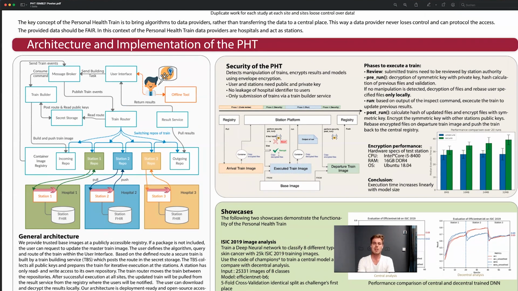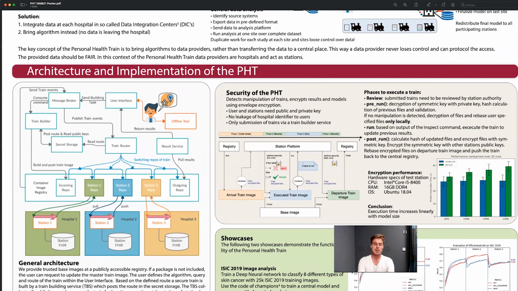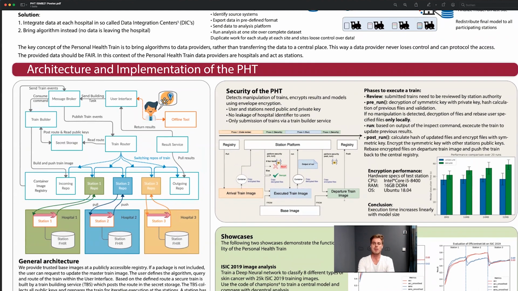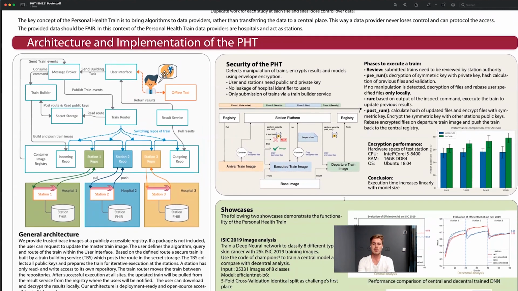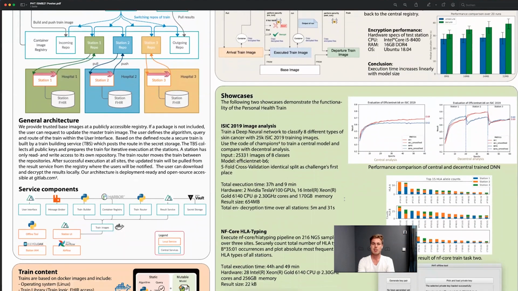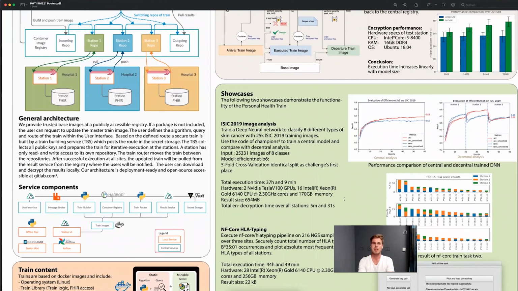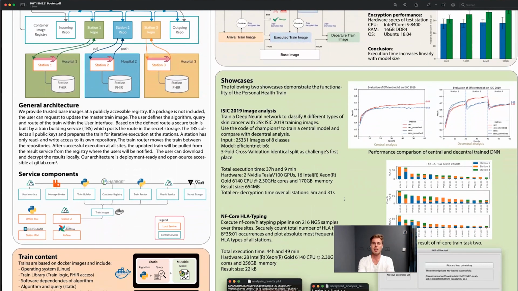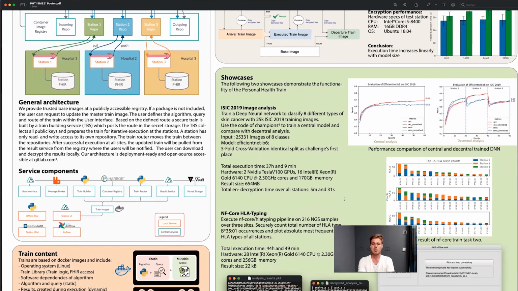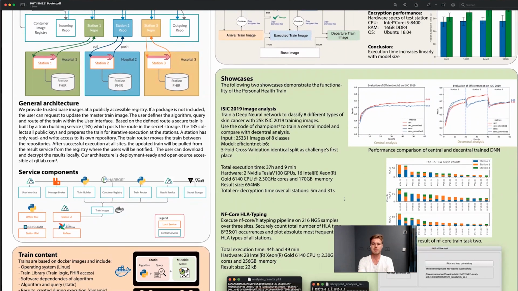The decrypted files are stacked on the base image for the executed train image. The updated models will be encrypted again and sent away for the departure. Overall, the execution time increases linearly with the model size. In the first showcase, we train a deep neural network and classify 8 different types of skin cancer images and used 2019 data with the champion's code to prove that our architecture works.